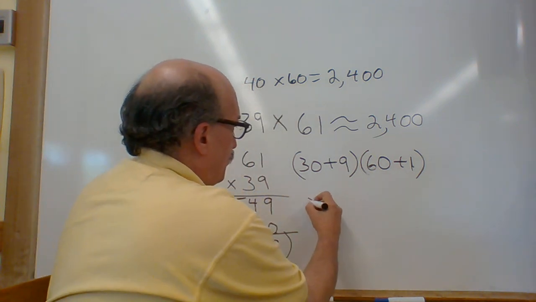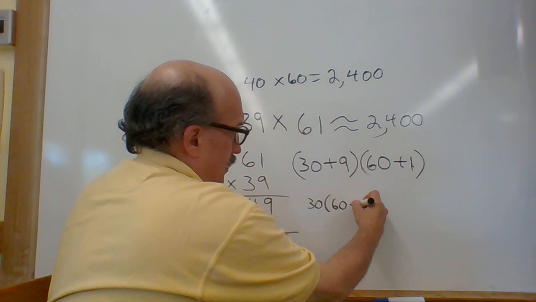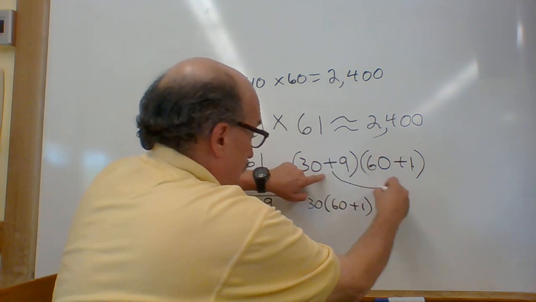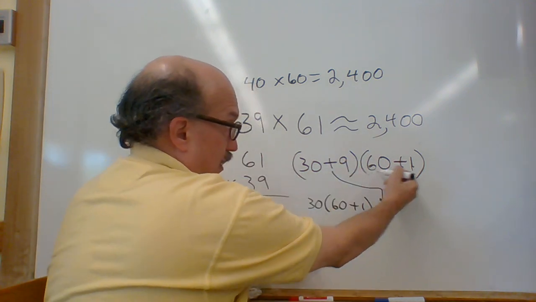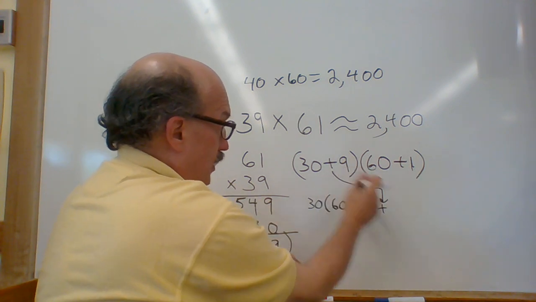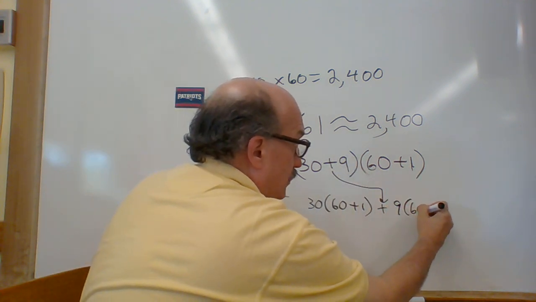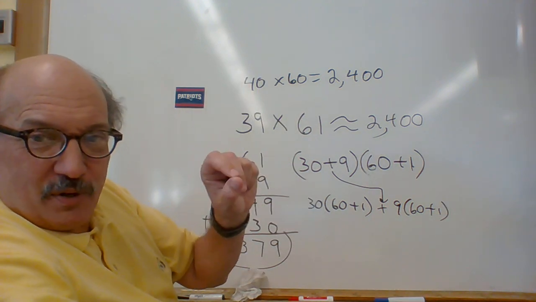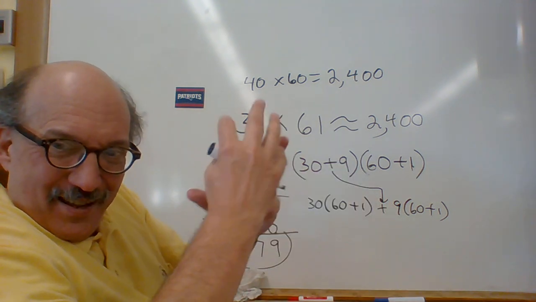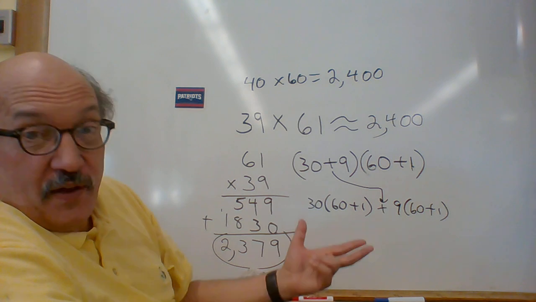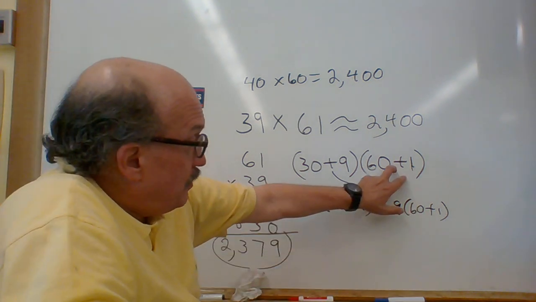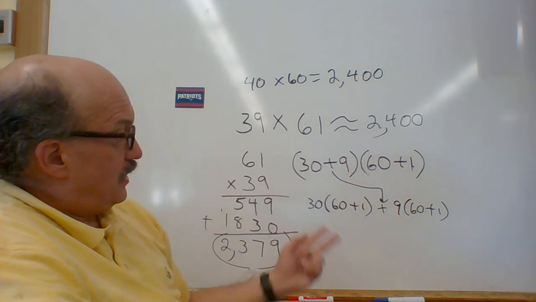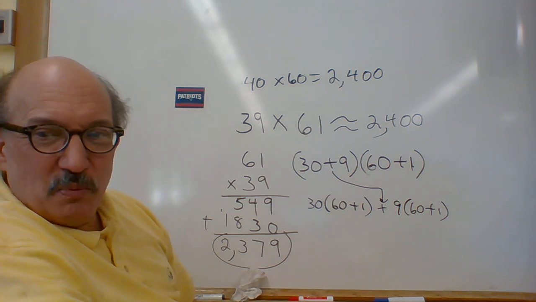So here's what I'm going to do. 30 times 60 plus 1 in parentheses. Now this plus sign comes down here, and I distribute the 60 plus 1 to the 9. So I do 9 times 60 plus 1. That 60 plus 1 is a number. It's in that parentheses, so we think of it as one number, even though it's 60 plus 1. In fact, it's 61, right? So I distributed the 60 plus 1 to the 30 and the 60 plus 1 to the 9, separated by the plus sign. Now we have the distributive property two more times.